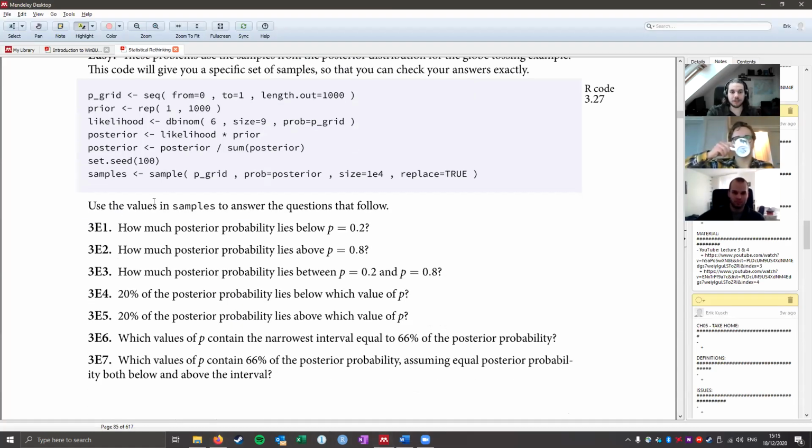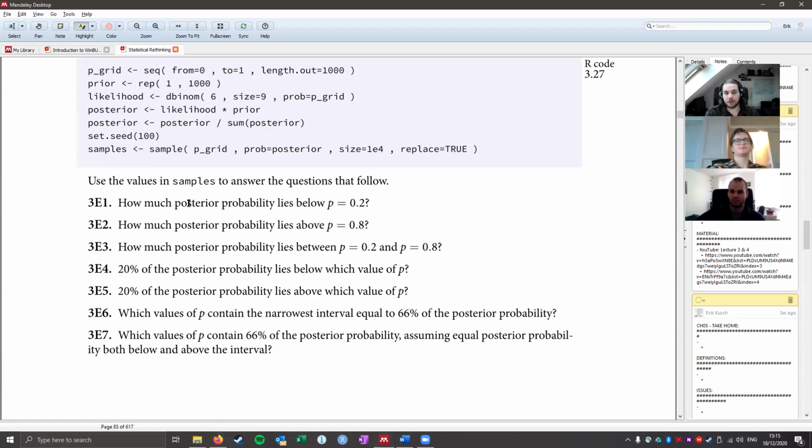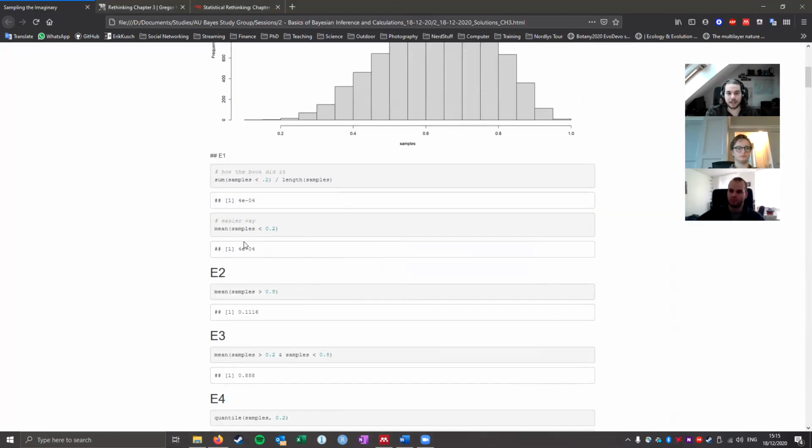Going back to this one. Use the values in samples to answer the questions that follow. How much posterior probability lies below p equals 0.2? And question 2, how much posterior probability lies above p equals 0.8?